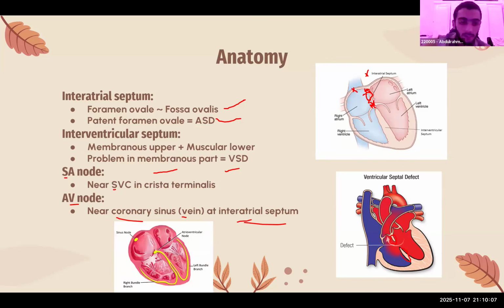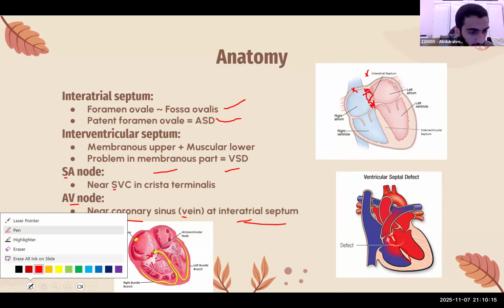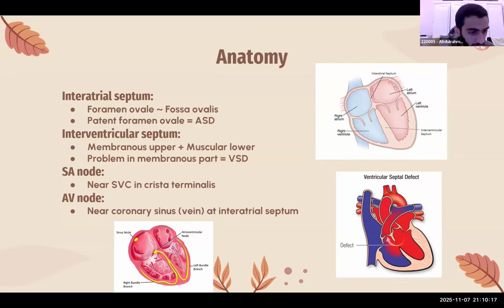Okay, oh, there it is. So this is the opening of the coronary sinus right around here, and you can see there is an AV node. Right here is the opening of the superior vena cava, and you can see there is an SA node. And then this is the conduction pathway.